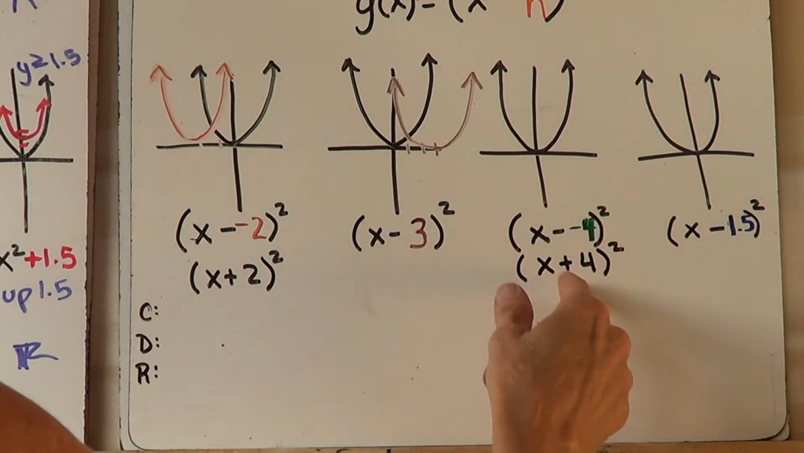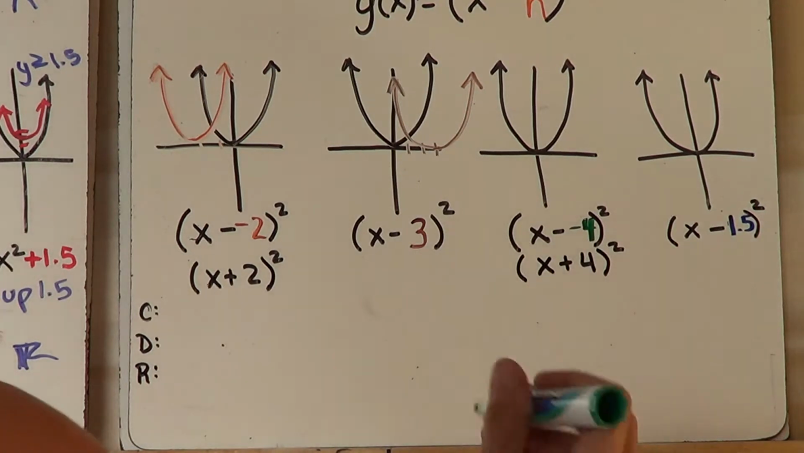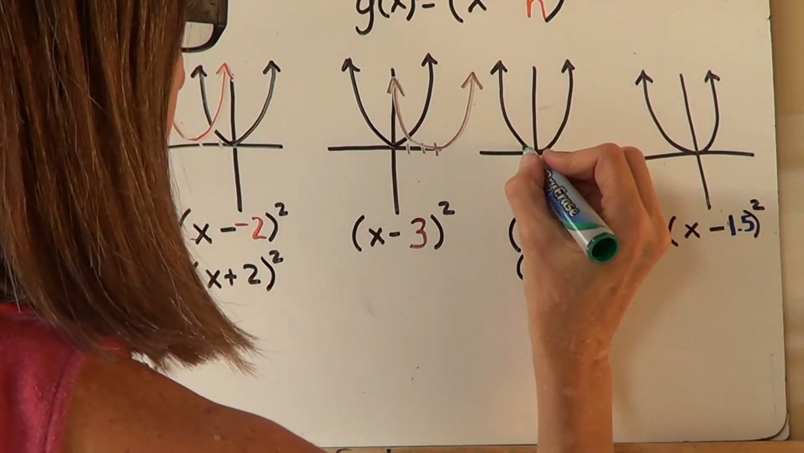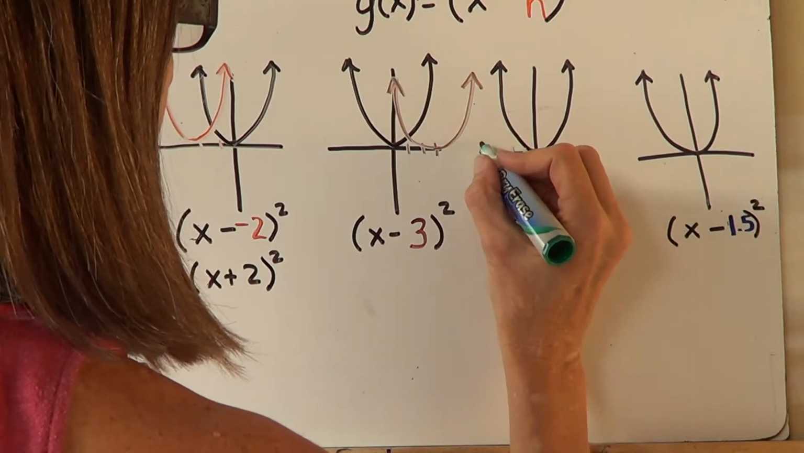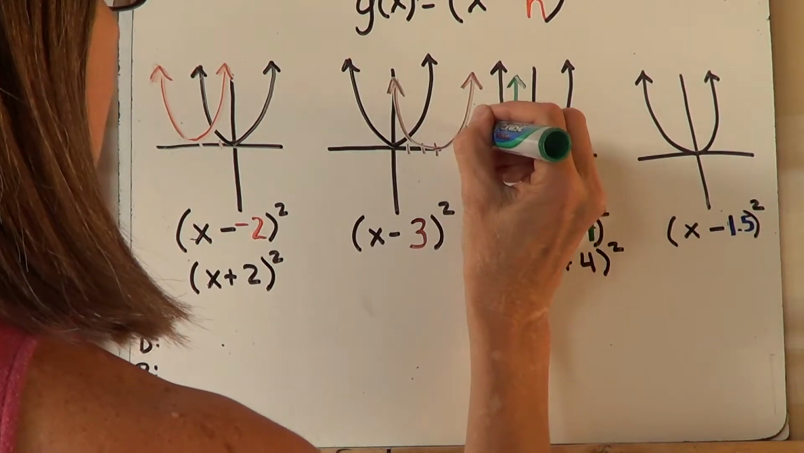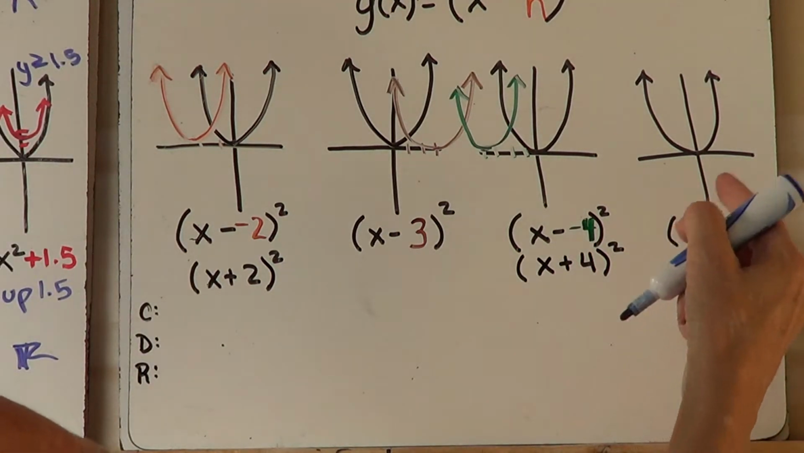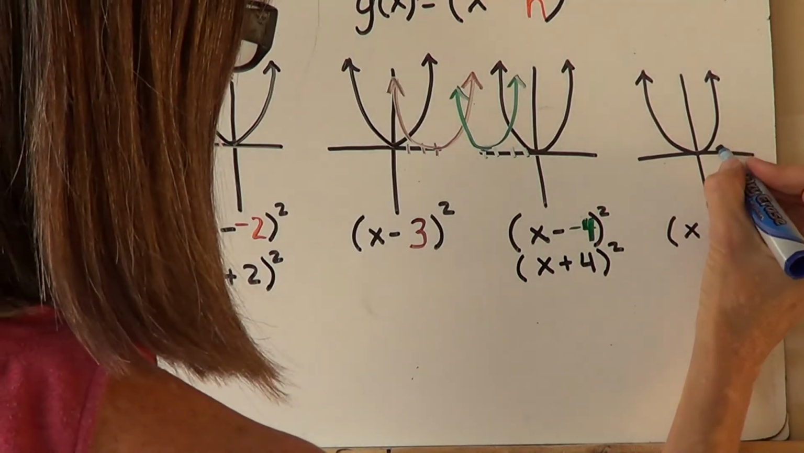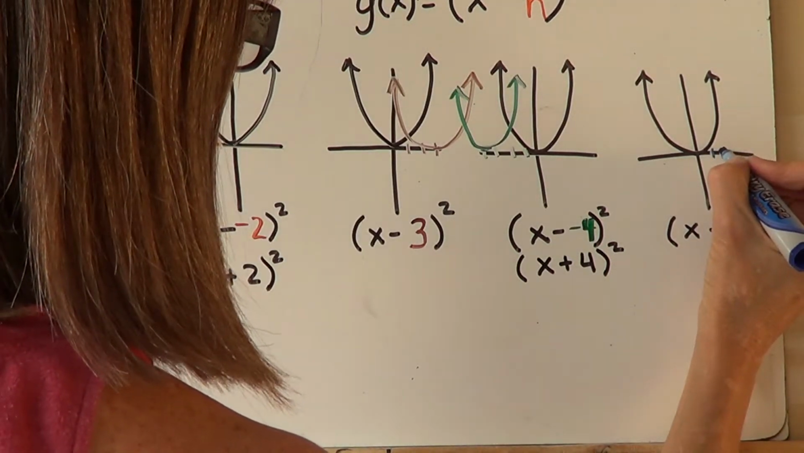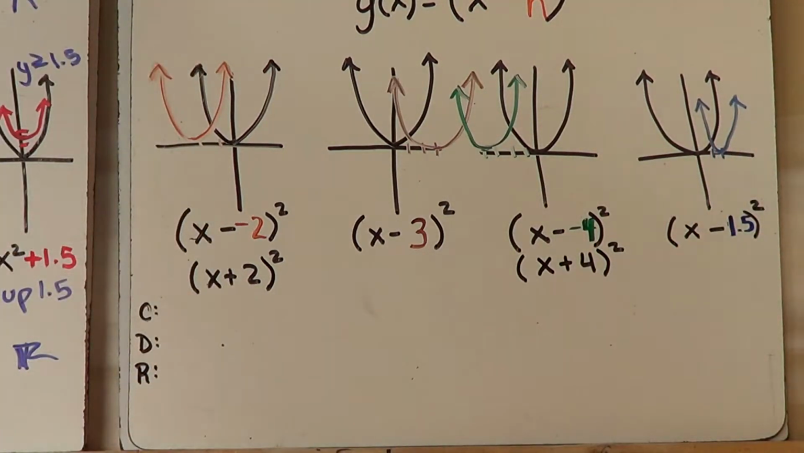The -4, as it plugs in, will look like it is a +4, but it's truly a -4 that's been plugged in. And the 1.5 appears to be negative in the equation, unless you remember that the negative was already there, and then you'll know it's positive. So it comes over like that. Okay?